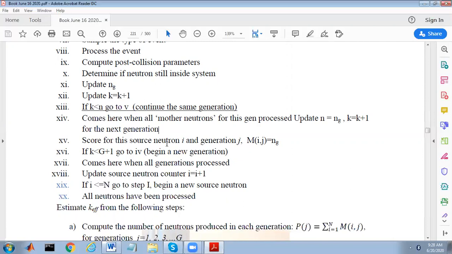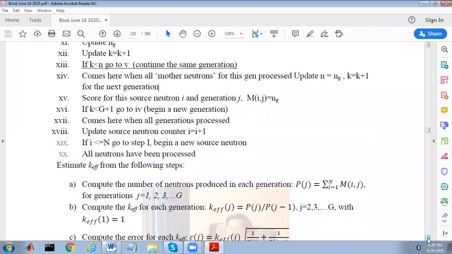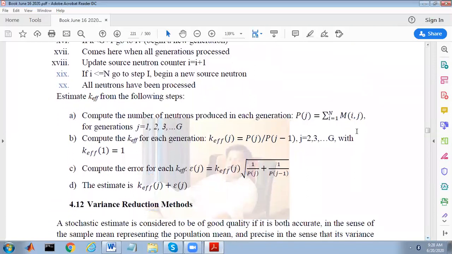So then you've done the first generation, you come back to do the next generation. So you go up in the other loop, you come here when all the generations are processed, you update your source counter, and if you've got more source neutrons, again go up. You see there's so many nested loops. And after you've processed all your neutrons, then you have ended your simulation. And when you've ended your simulation, which typically has taken you 1 or 2 hours of computer time, so you sit and wait and wait and wait and get your result.